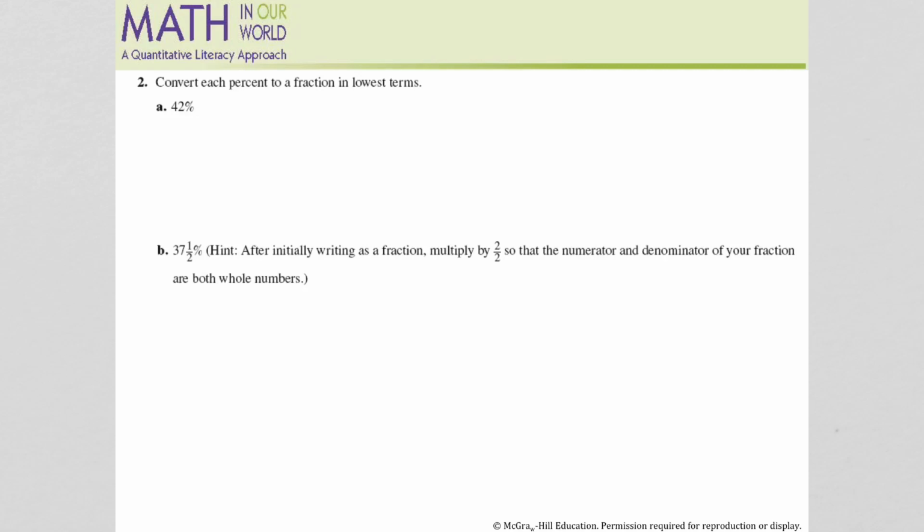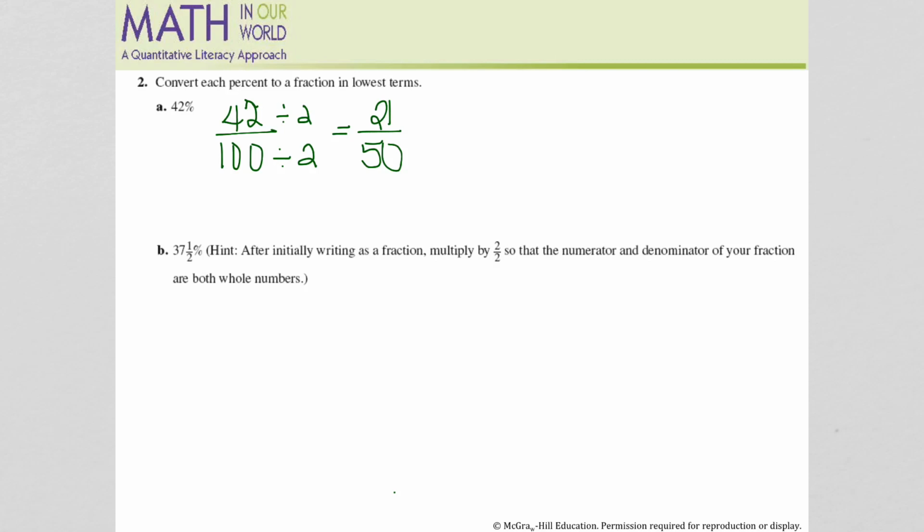For number 2, we want to convert each percent to a fraction and make sure you write it in lowest terms. So the first one, we're going to write 42% as 42 over 100. And then we need to reduce it. Okay, so we know that 2 will go into both 42 and 100. So we're going to divide them both by 2. So we're essentially dividing by 1, which is allowed because we're dividing by 2 over 2, which is 1. So we get 21 over 50, and that's reduced as far as it can go.